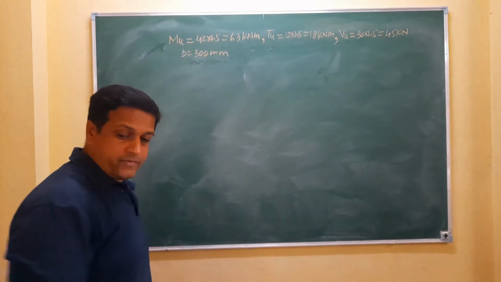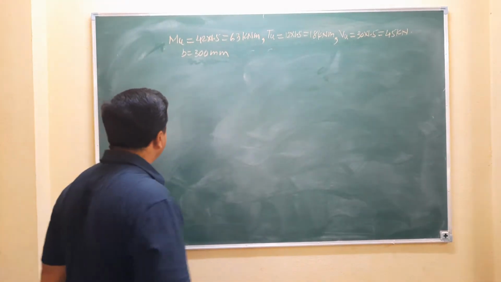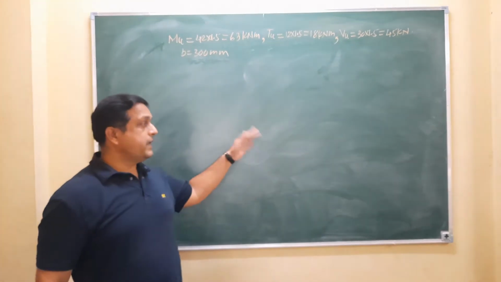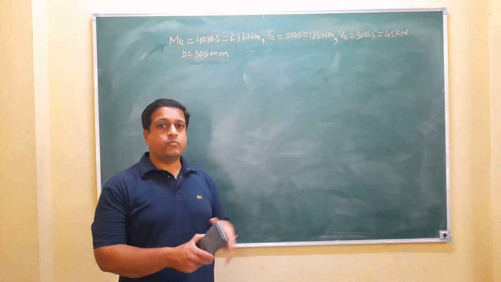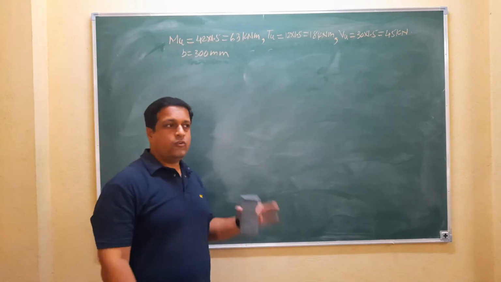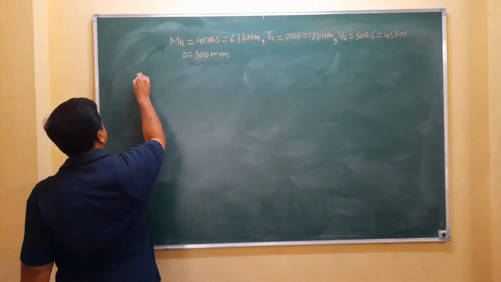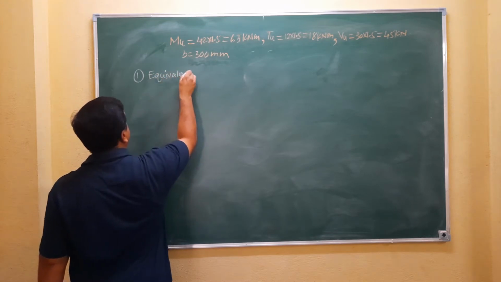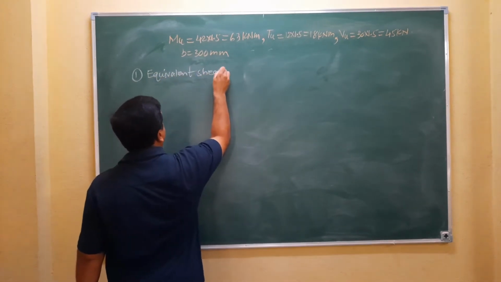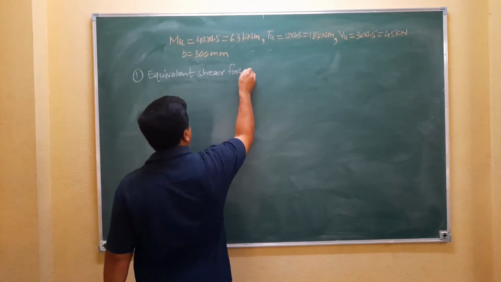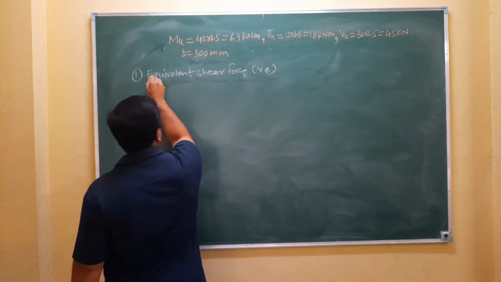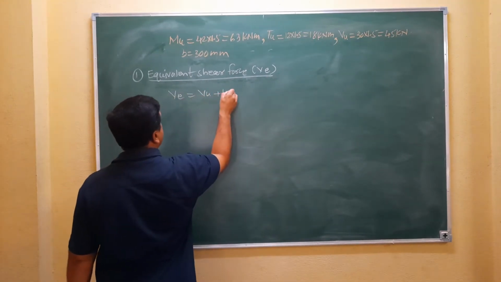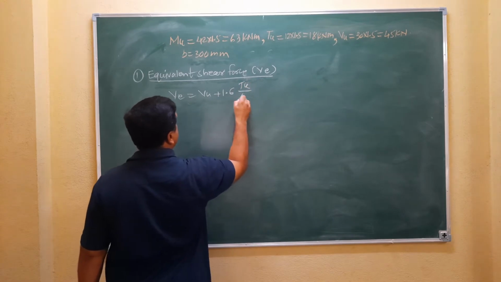Now, I want to solve the question like whatever we solved in the previous two problems. Those steps I don't want to change. Step number 1 is the equivalent shear force, Ve. Equivalent shear force is Ve. So Ve is equal to Vu plus 1.6 Tu upon b.